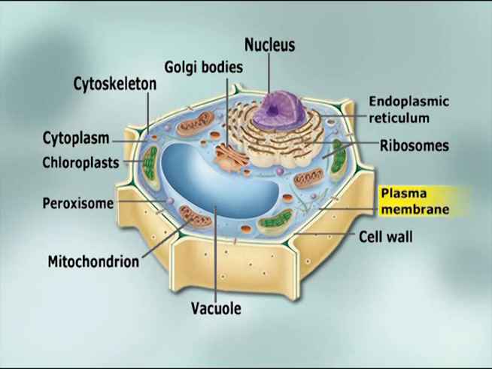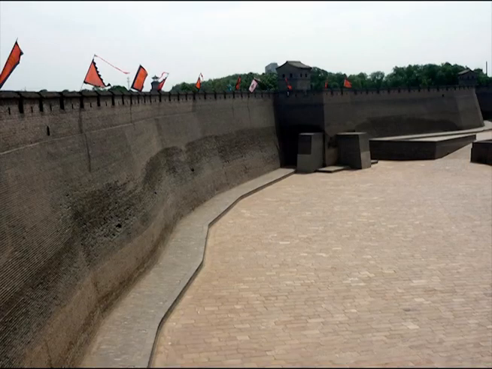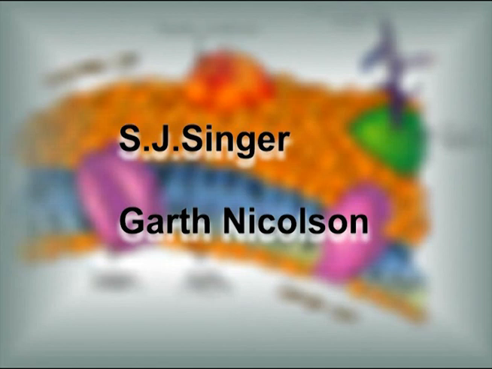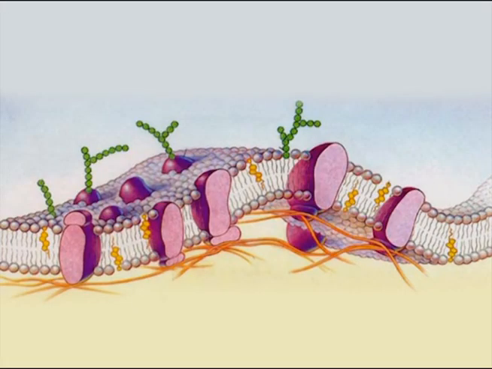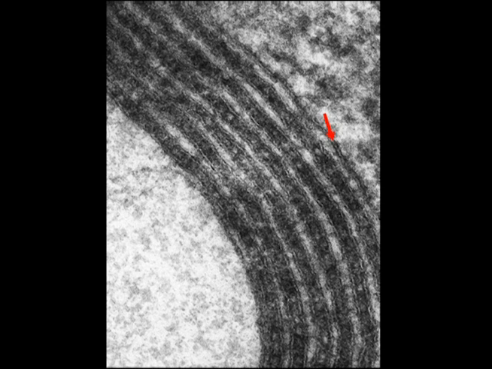Plasma membrane. A plasma membrane can be named as a cell boundary in common language, just like a city has a city border. Cell membrane can be termed as a plasma membrane. S.J. Singer and Garth Nicholson in 1972 described a model for the plasma membrane known as the fluid mosaic model. In electron micrographs, prokaryotic and eukaryotic plasma membranes look like two-layered structures.